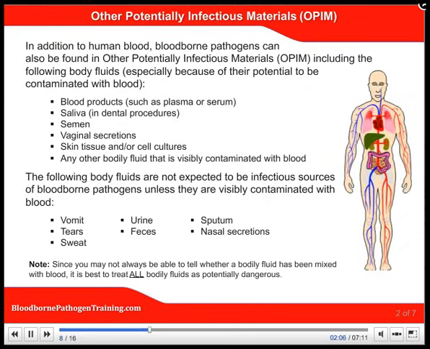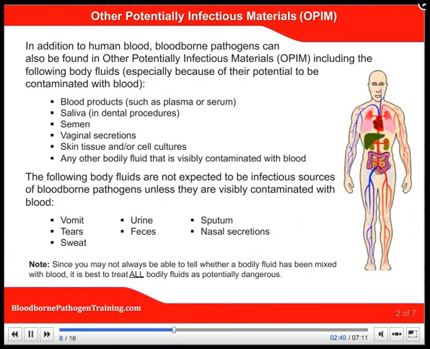Other potentially infectious materials. In addition to human blood, bloodborne pathogens can also be found in other potentially infectious materials, including the following body fluids, especially because of their potential to be contaminated with blood: blood products, such as plasma or serum, saliva in dental procedures, semen, vaginal secretions, skin tissue and or cell cultures, any other bodily fluid that is visibly contaminated with blood.